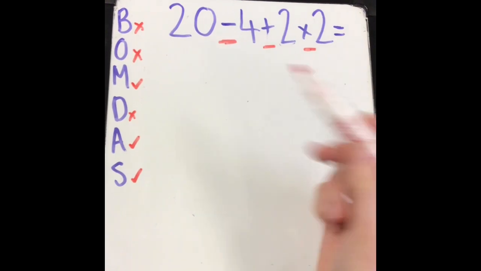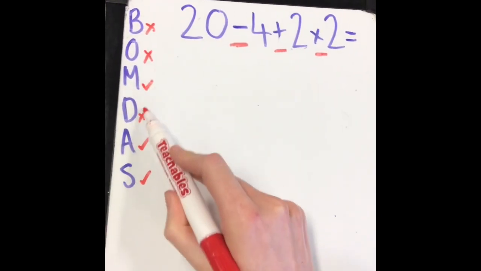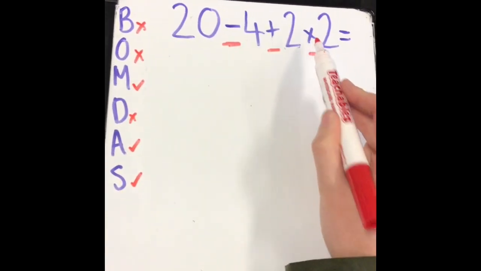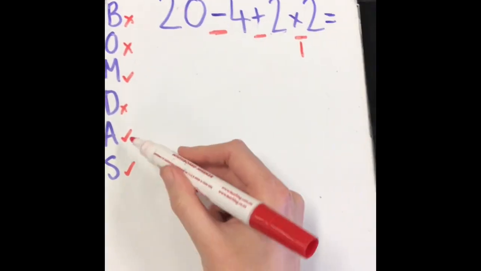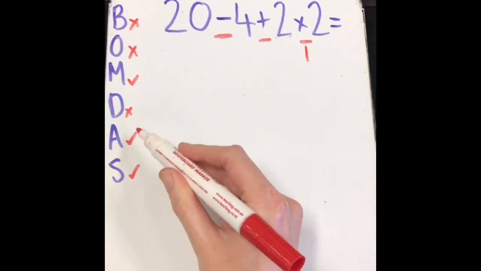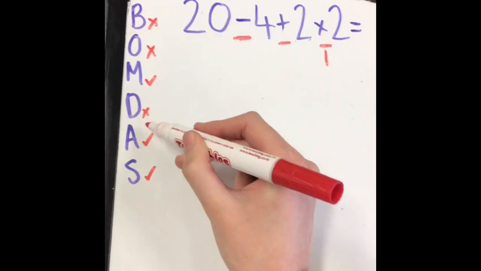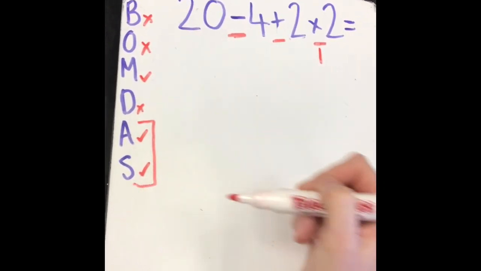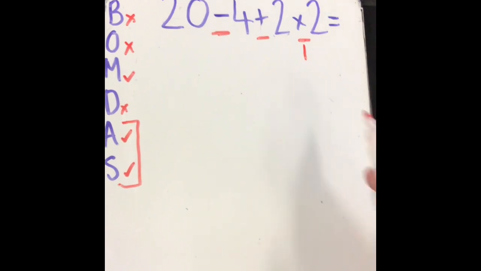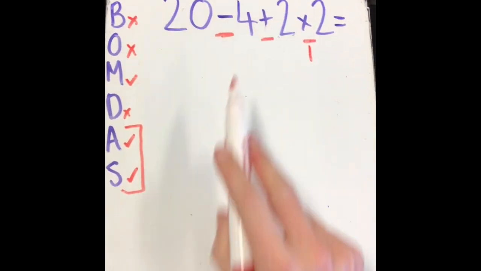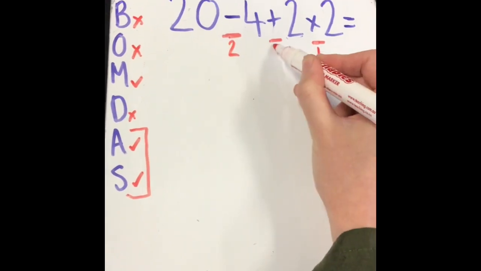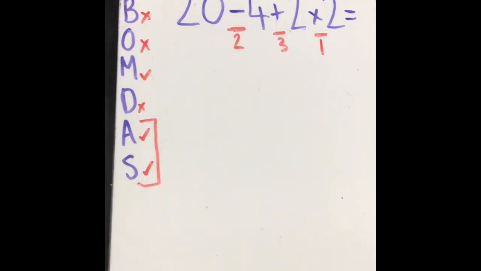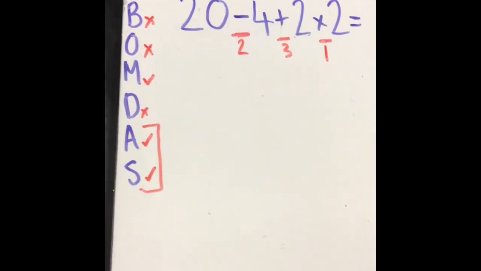So first thing I need to do, I know multiplication and division are the same. I'm going to do my multiplication first. The next one I'm going to do is my subtract, because I know that addition and subtraction are the same value, and we just work left to right. So I'm going to do my subtract second and my addition third. So let's have a go doing that now.